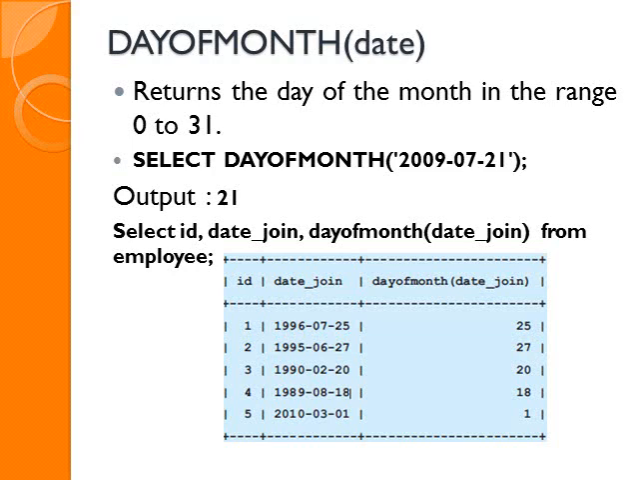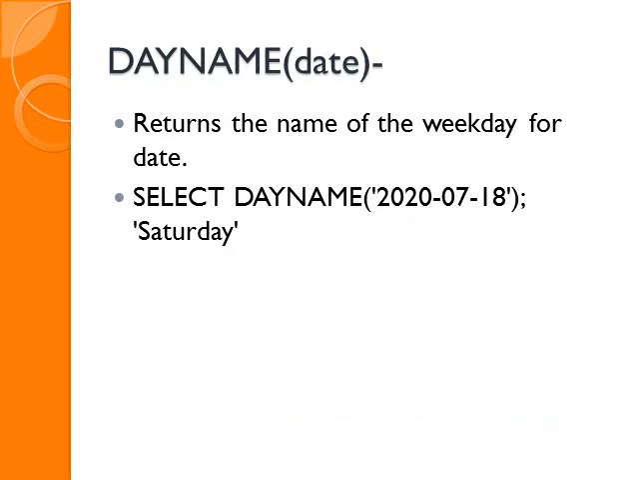One more example, SELECT ID, date_join, DAYOFMONTH(date_join) FROM employee. You can see from the output in the figure that in the third column it is giving you only the date; the month and year portions have been removed. DAYNAME. This function also needs one argument, that is a date, and it returns the name of the weekday for a date. Example, SELECT DAYNAME 18th July 2020. I have given the argument, and it is giving the output as Saturday.